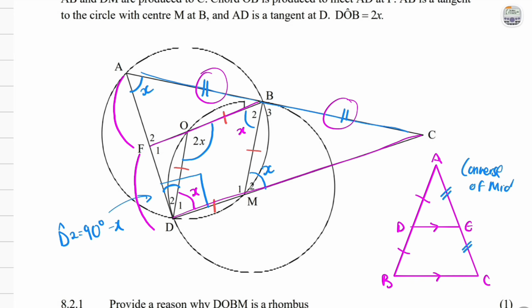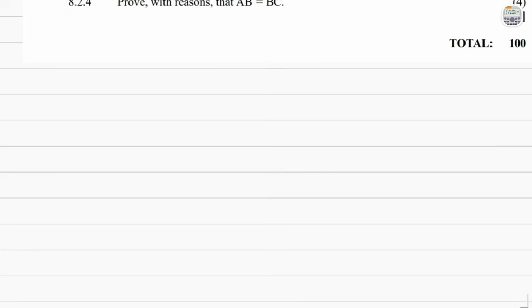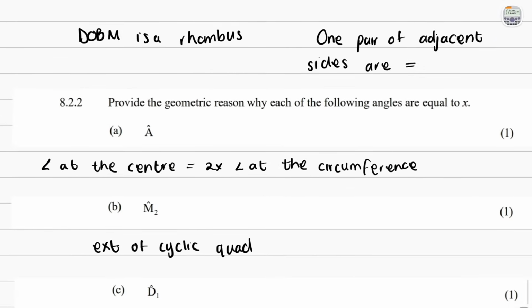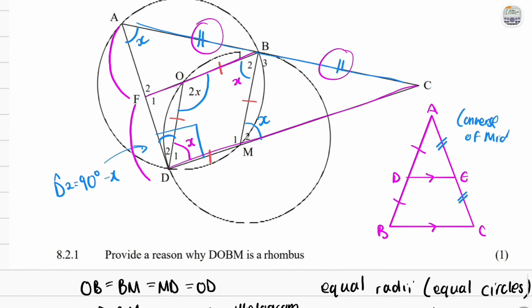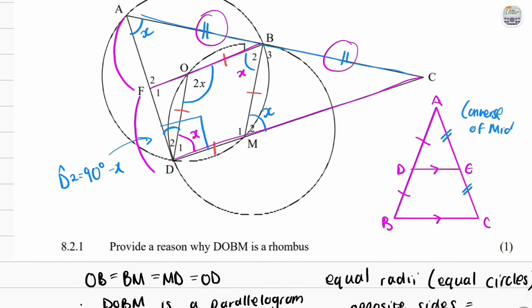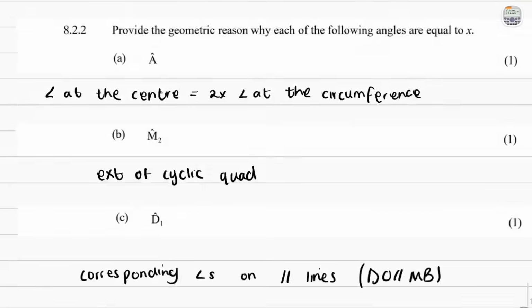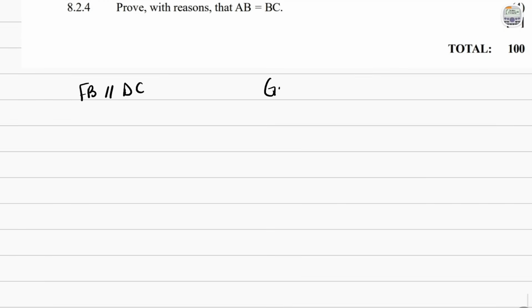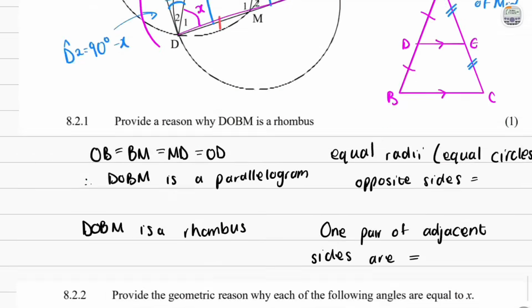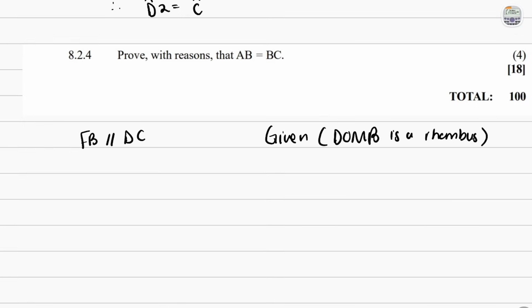We can start with the easy part. Why are these 2 lines parallel? Well, because we have a rhombus. So we already know that FB is parallel to DM. Let's just say FB is parallel to DC already, and I'll just state that down. I won't say given, because we didn't prove it was a rhombus. We just provided a reason why it was a rhombus. So I'll just say because it was already given that this shape, and let's just remember it was DOMB, is a rhombus. Okay, so I'm just putting that down.